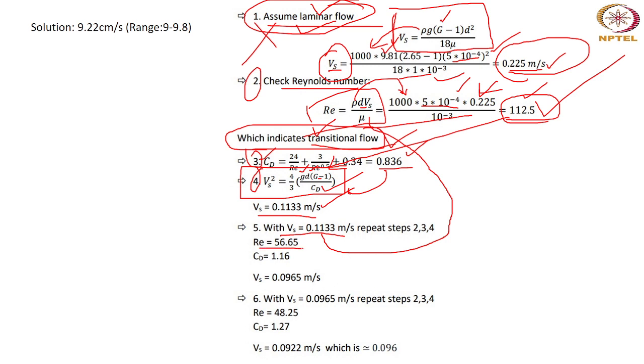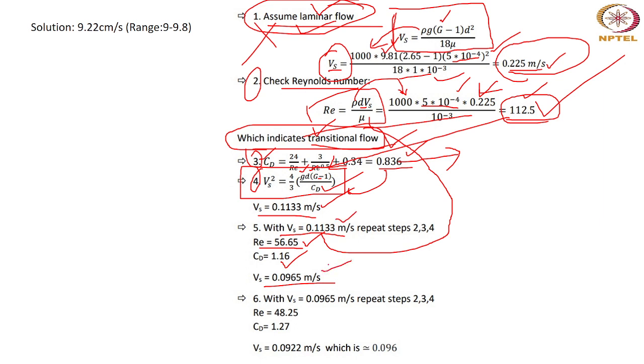So I'm getting Reynolds number as 56.65, right? Then what you have to do, put this value into equation number 3 here, CD. Calculate this CD. CD I'm getting as 1.16. Then again calculate your VS, the settling velocity. It is 0.0965 meter per second. Then check these two, tally these two.